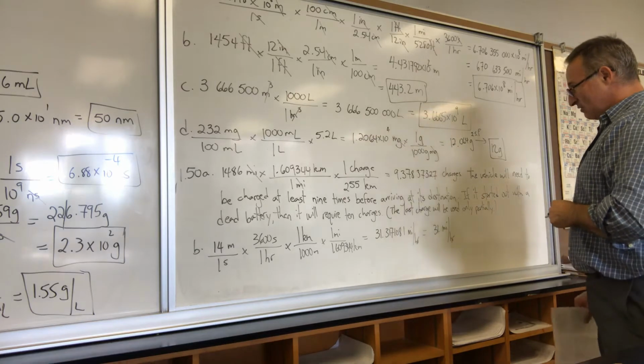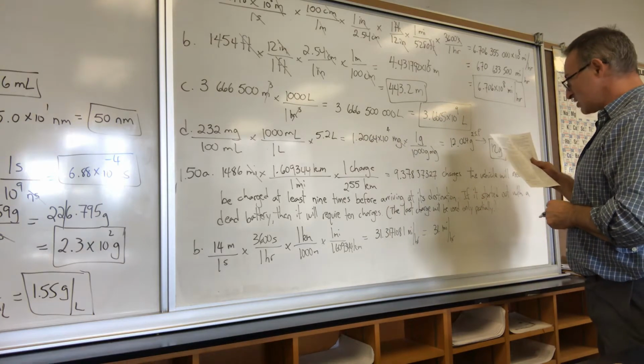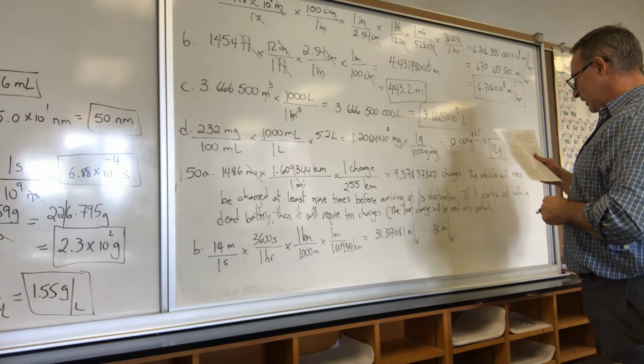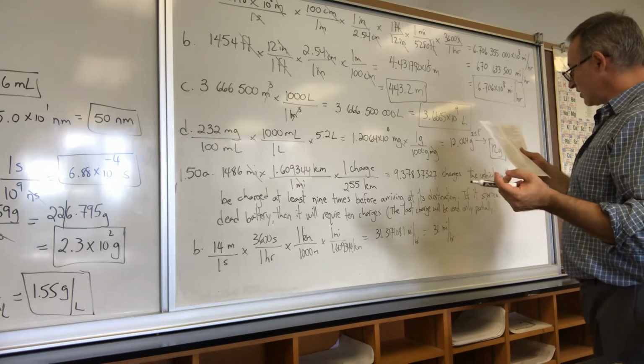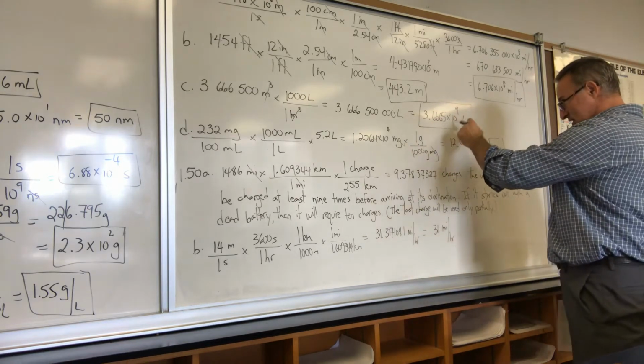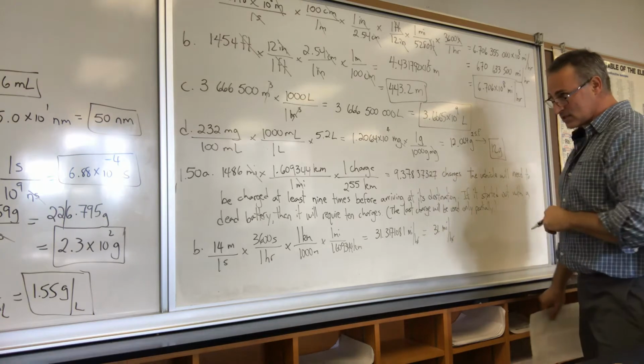We're there. You add 3 zeros to the original number, and you get 3,666,500,000 liters. If you write it to 5 significant figures, why would I do that? Because 5 significant figures is what I have. So 3.6665 times 10 to the 9 liters is your final answer.